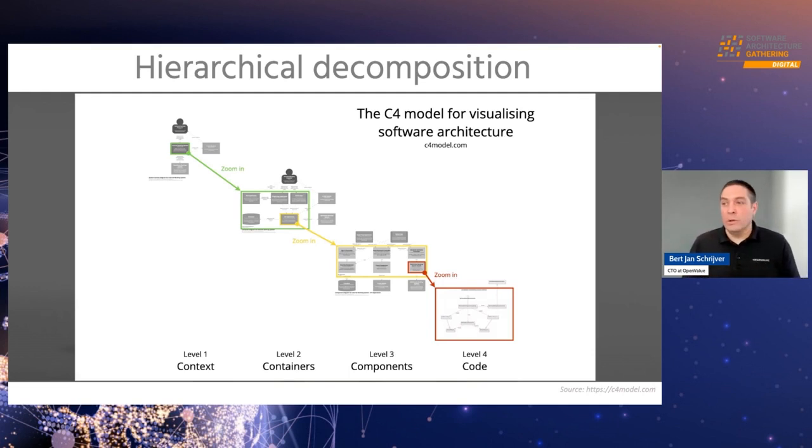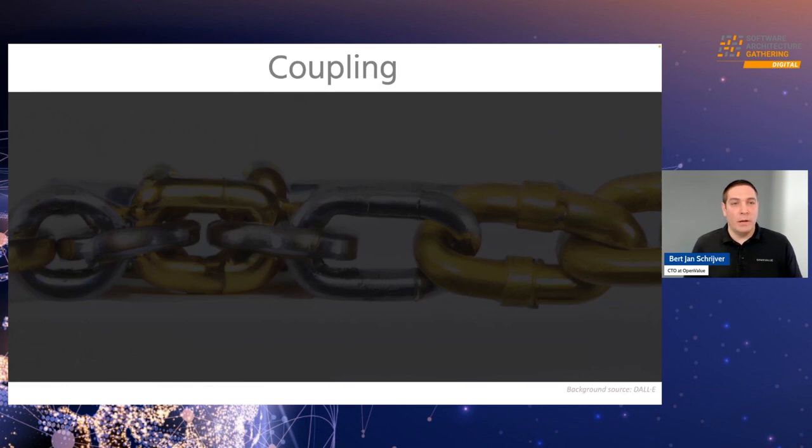The C4 model is comparable. It starts with a context view, a high level: which systems do we have around us. There's containers, which is basically web apps, databases, etc. Next level is component. Next level is code. So while we're talking about these software design concepts, let's talk about another one.